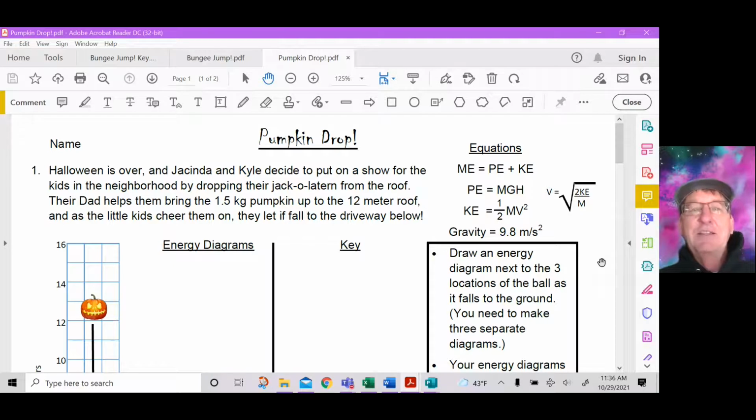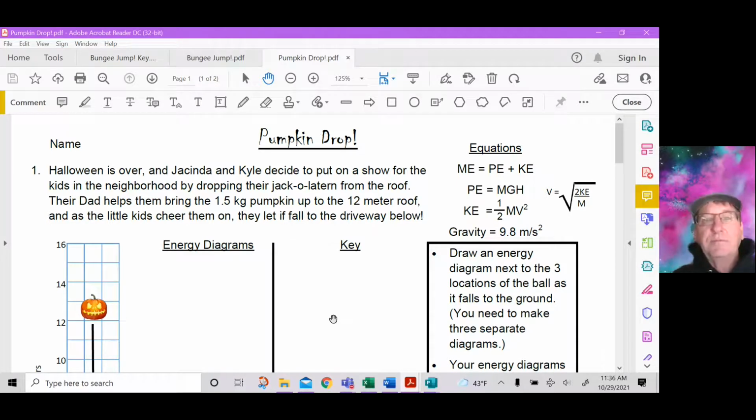At any rate, let's look at this problem. Pumpkin drop. I want to point out that once again, we are studying falling objects, right? And we can calculate their potential energy and their kinetic energy, knowing gravity, and we can even find their velocity. So, to make it thematic, it's a pumpkin drop. So let's look at the problem here. Oh, don't forget to put your name on the paper. So, you're going to download this from Teams, of course, and work on this as we go through it together.